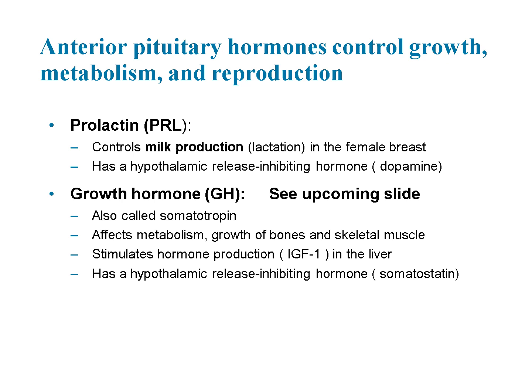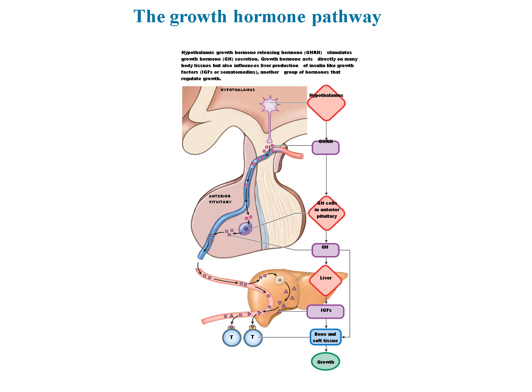Growth hormone secretion is regulated by the hypothalamus through the release of growth hormone-releasing hormone, which stimulates its secretion, and somatostatin, which inhibits its release to maintain balanced hormone levels. This diagram illustrates the growth hormone pathway and shows how the hypothalamus, anterior pituitary gland, liver, and target tissues work together to regulate growth and metabolism.